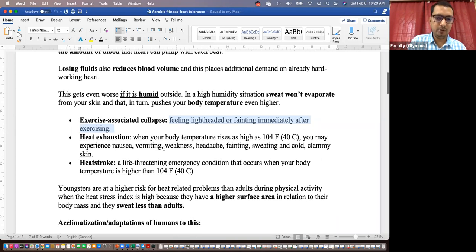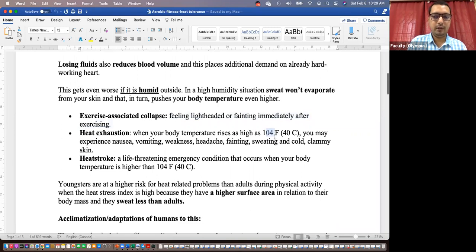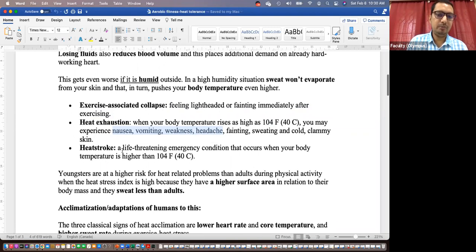And heat exhaustion, when your body temperature rises above 104 degrees, I was already talking to you about Fahrenheit. People may experience nausea, vomiting, weakness, and headaches. Those types of heat exhaustion symptoms can also be seen. And eventually people may even experience heat stroke, which is common in certain regions of India. So people may die from loss of fluid and heat strokes. So these are the problems that you may experience if you are not trained enough to practice or perform in hot climates.